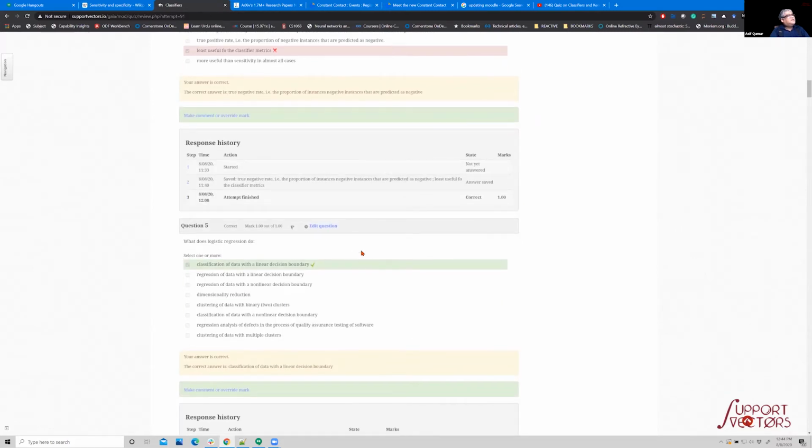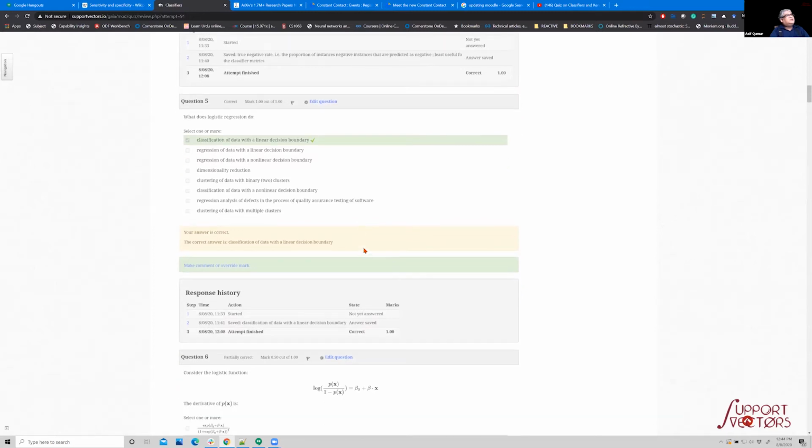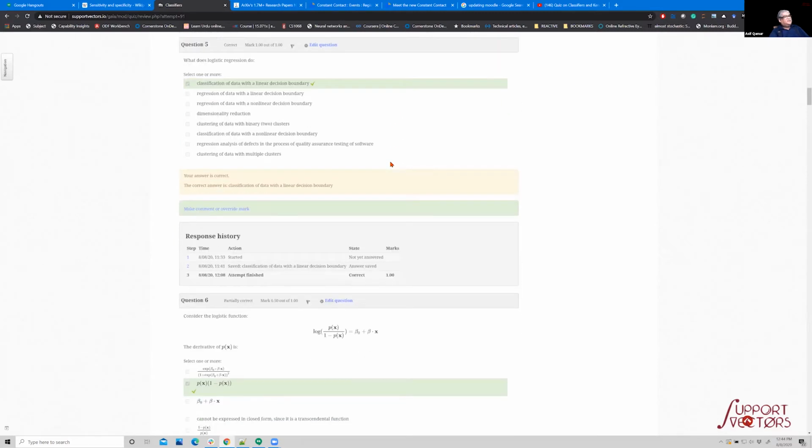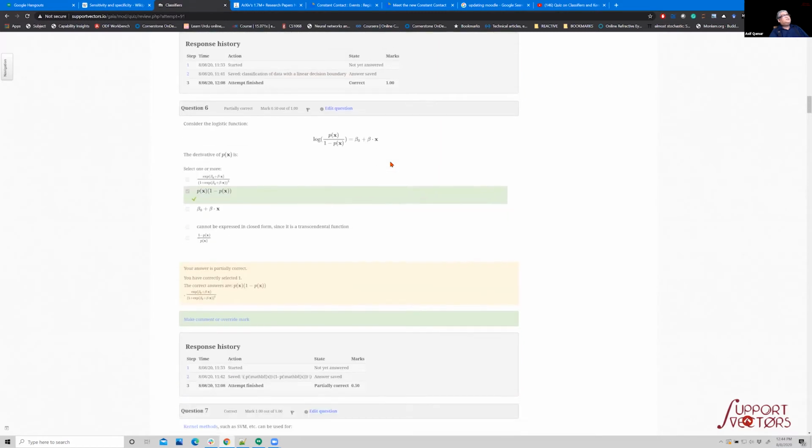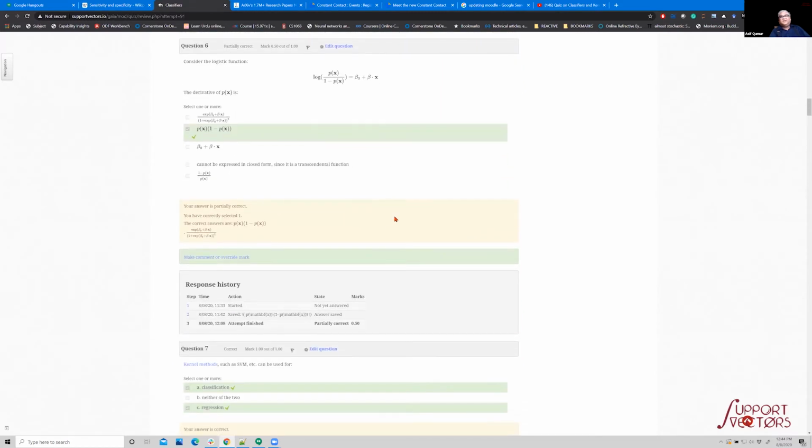The next is, what does logistic regression do? Well, it is obviously a process of classification of data with a linear decision boundary. I think most of you got this right. Next was a little bit hard for those of you who don't know calculus, but those of you who have done engineering math with me and practiced basic calculus would remember that this is fairly straightforward.